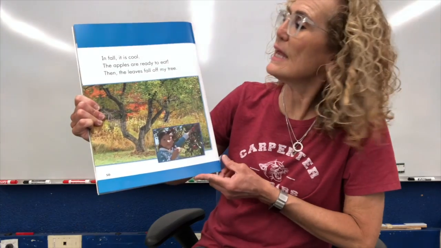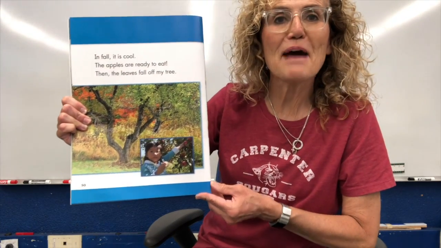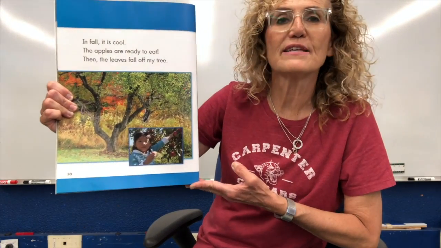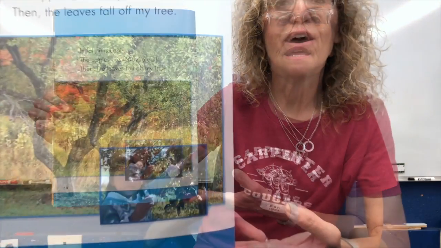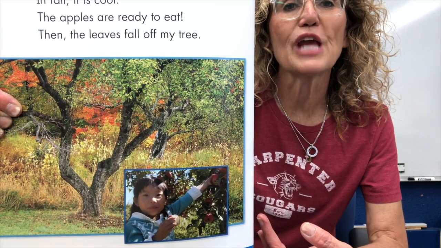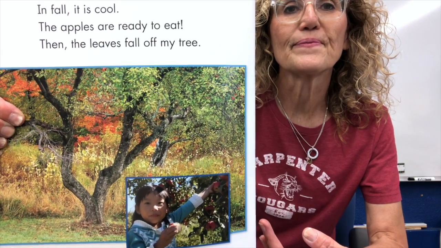In fall, it is cool. The apples are ready to eat. Then the leaves fall off my tree. I love the fall. I love the way the leaves change color. So we talked about the 4 seasons again. We talked about winter, spring, summer, and fall. And we talked about how our tree looks different in every season.